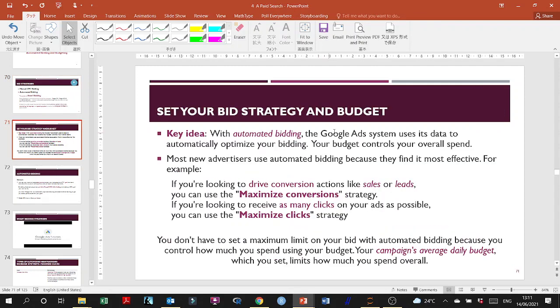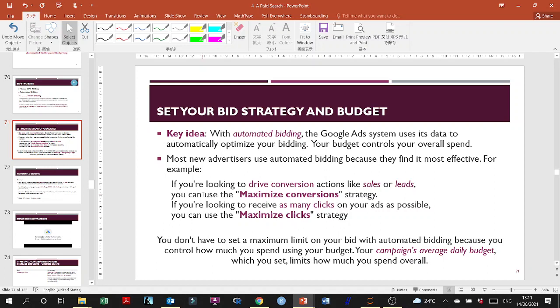Now, set your bid strategy and budget. How do you do that? First of all, with automated bidding, the Google Ads system uses its data to automatically optimize your bidding. Your budget controls your overall spend. All right. Most new advertisers use automated bidding because they find it most effective. For example, if you're looking for conversions, like sales, or leads to capture their emails, you can use the maximize conversions strategy.